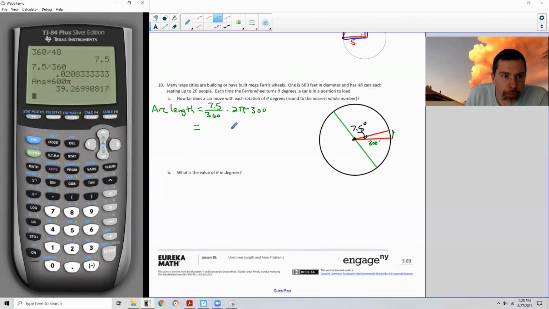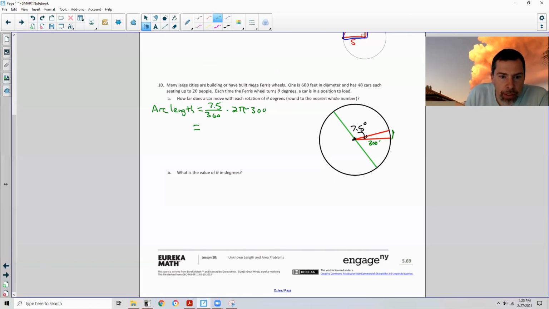That gives me 39.27. So it's an approximation of 39.27 feet. Whenever I get an answer, I always go back and look at the last thing. It says round to the nearest whole number. All right, 39 feet. What is the value of theta in degrees? Well, it's 7.5 degrees. We already calculated that to find the other.